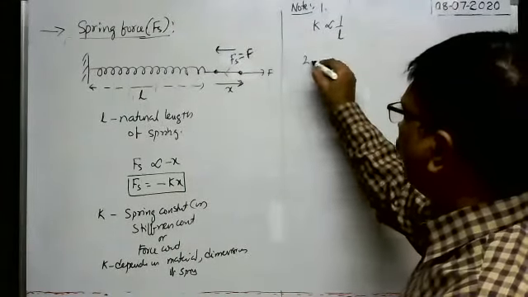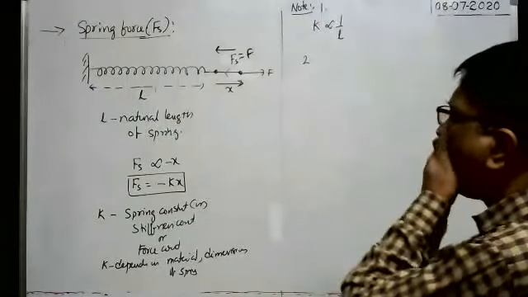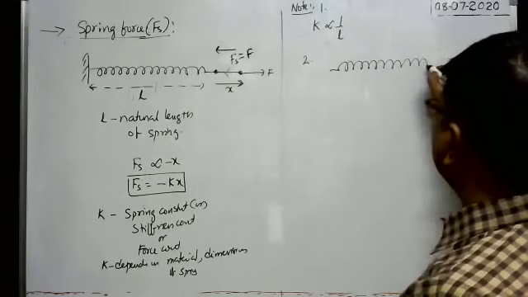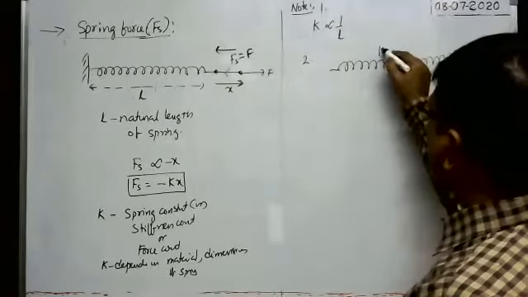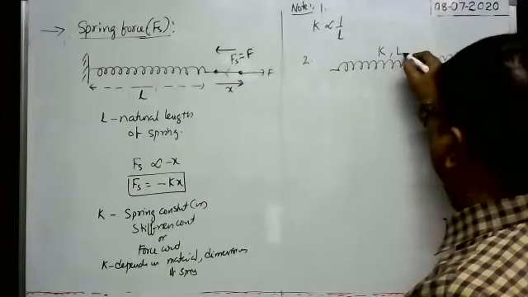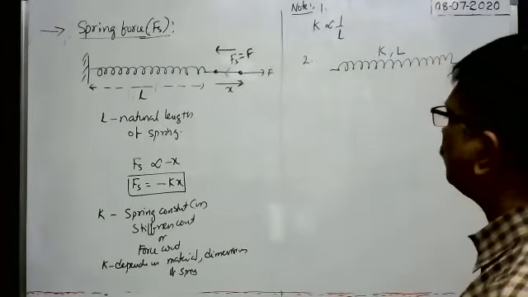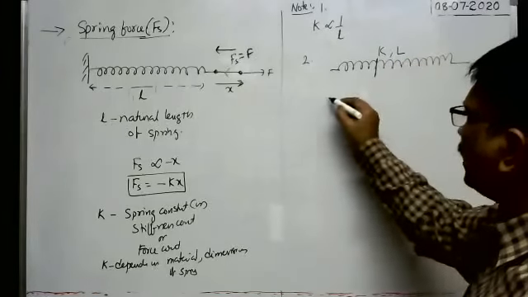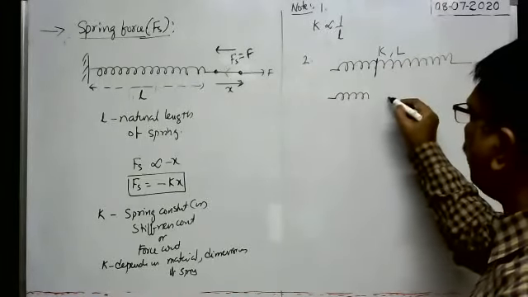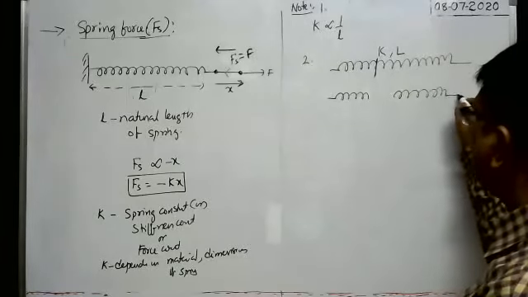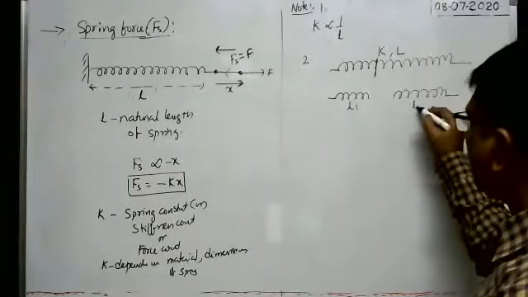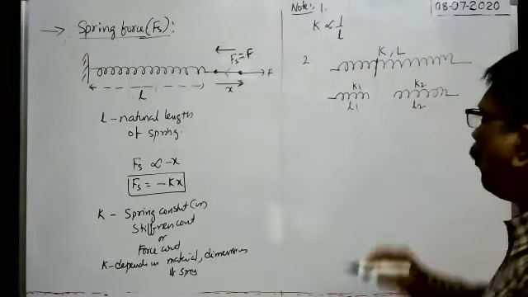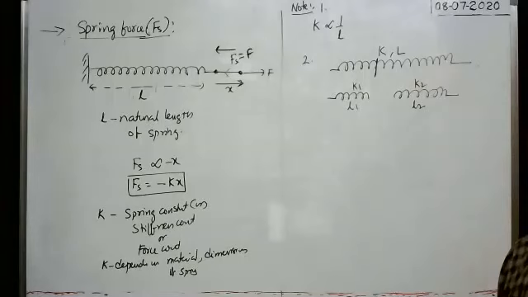Now, the second one. Suppose there is a spring of spring constant K and length capital L. It is divided into two parts. This is one part, this is the other part. The lengths of these two parts are L1 and L2. Spring constant of this part is K1, and of this part is K2. What is the ratio between K1 and K2?